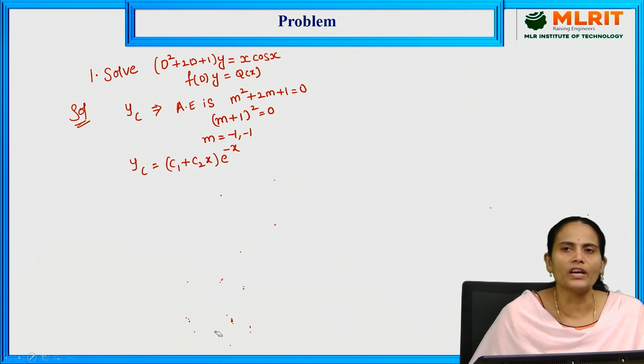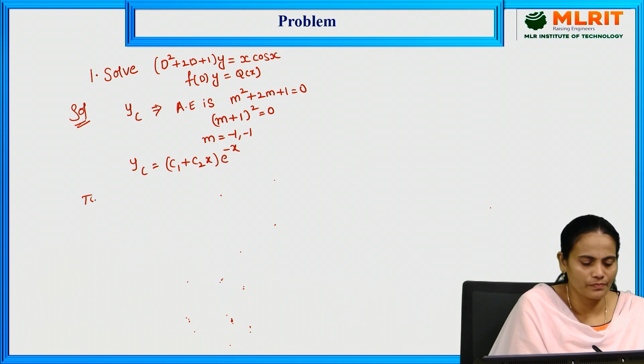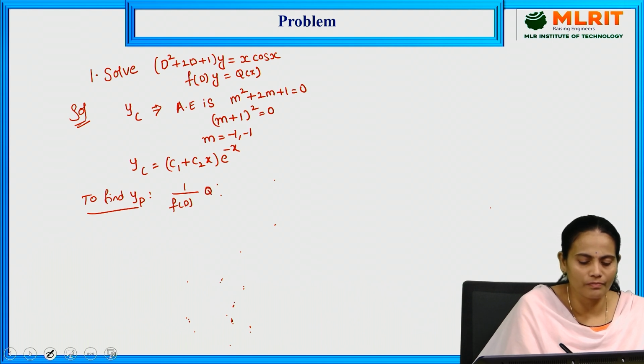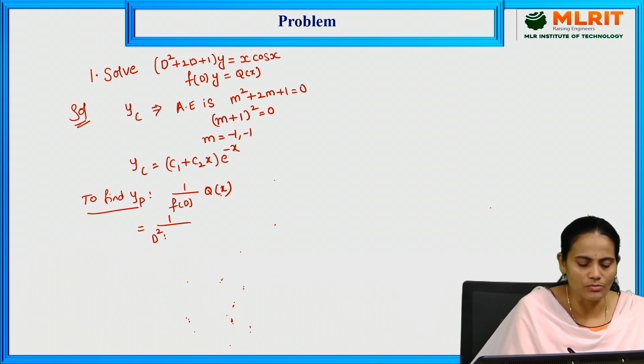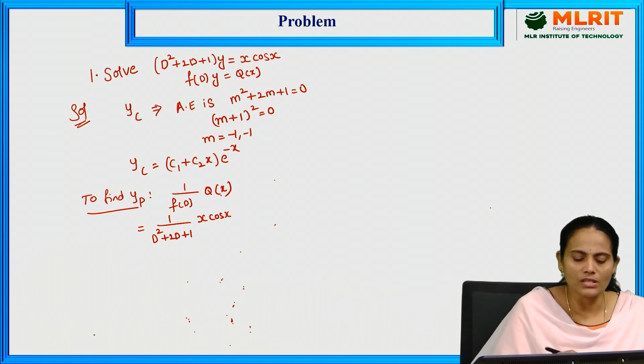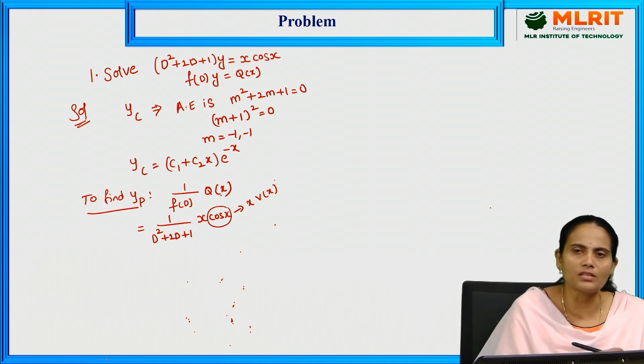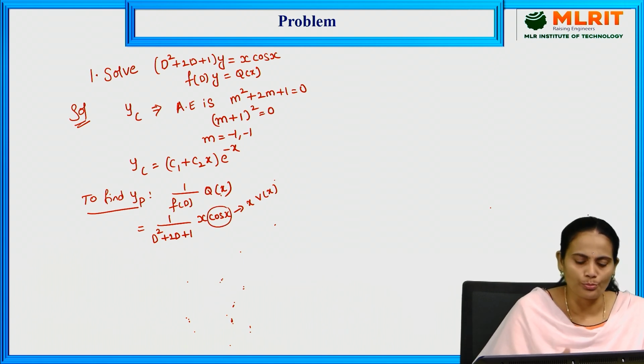Now to find the yp, it is 1 by f of d into q of x. Here f of d is nothing but d square plus 2d plus 1, and q of x is nothing but x into cos x. So this is of the form x into v of x, where v of x is nothing but cos x. Since it is cos x, definitely we have to use method 2.